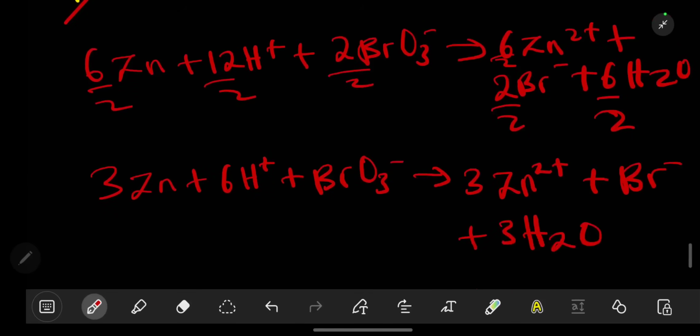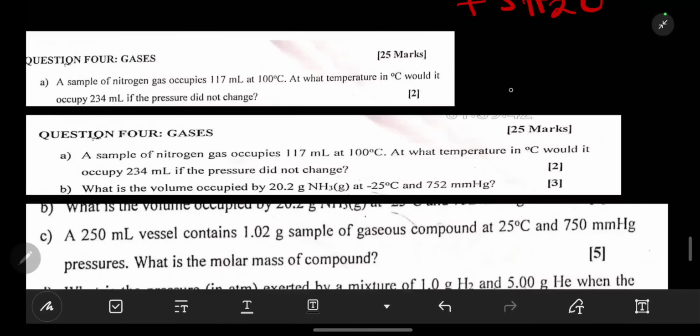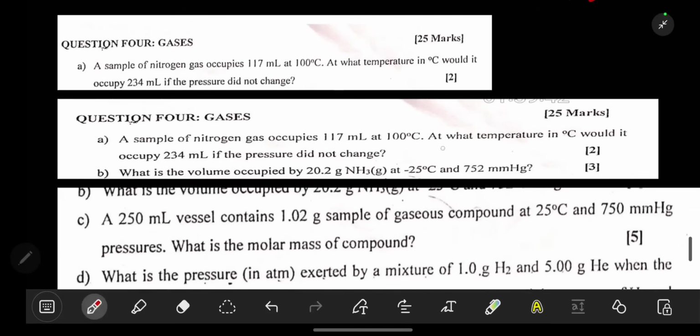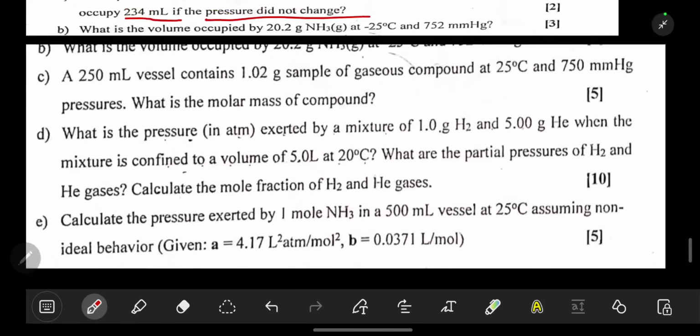So the last part is gases. A sample of nitrogen gas occupies this volume at 100 degrees Celsius. At what temperature in degrees Celsius would it occupy 234 if the pressure does not change? So if the pressure does not change, we are looking at Charles' law. So let's answer the question.